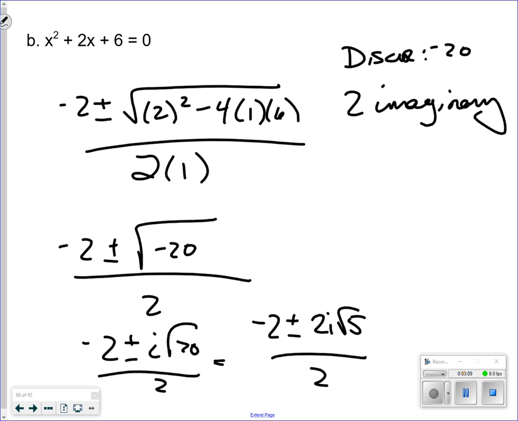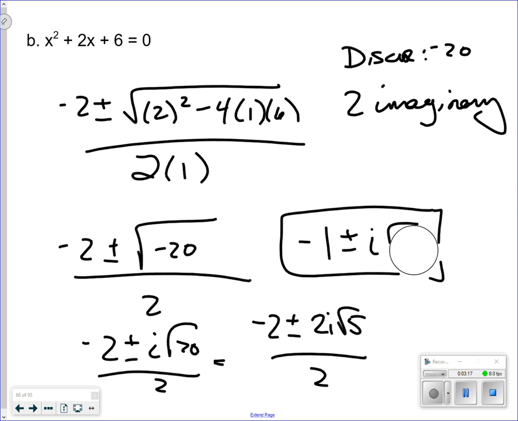And because each term is divisible by 2, negative 1 plus or minus i square root of 5 is the correct answer. Not a very good 5, I'll fix that. There you go. So there's three parts to this question. State the discriminant, state the number and type of solutions, and solve.